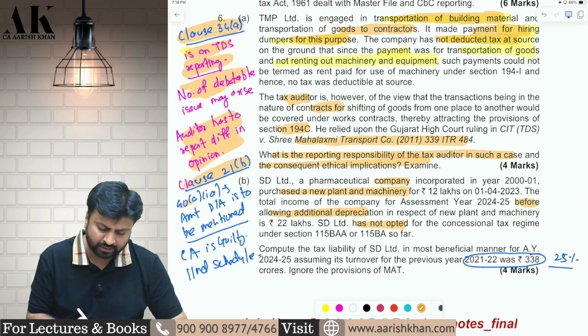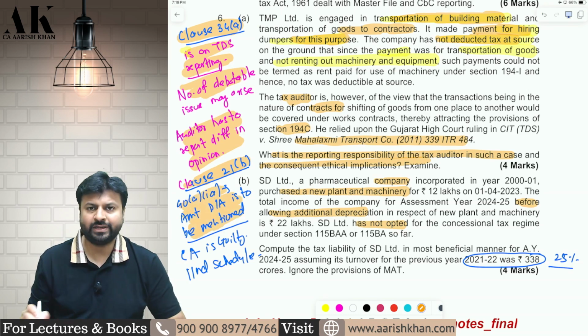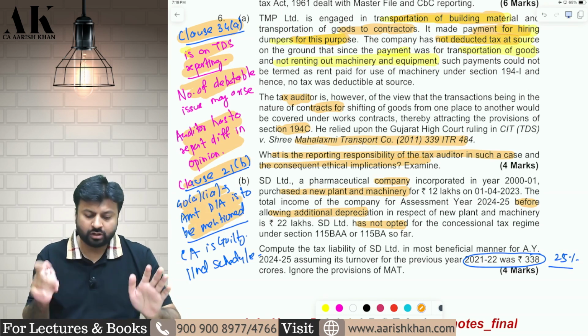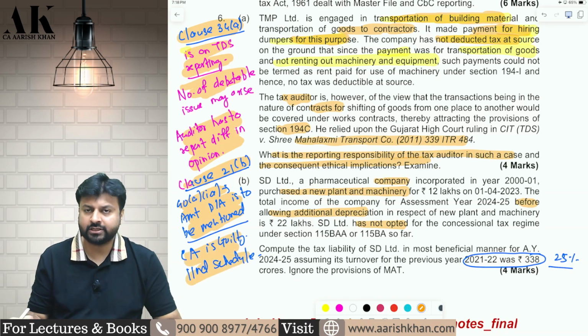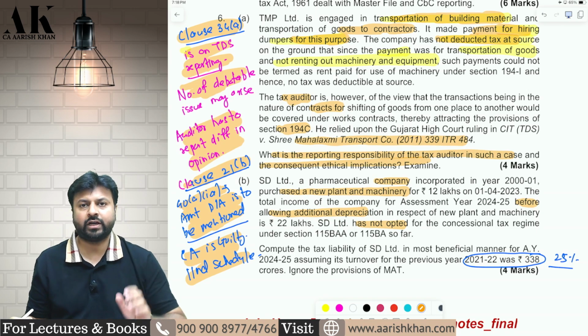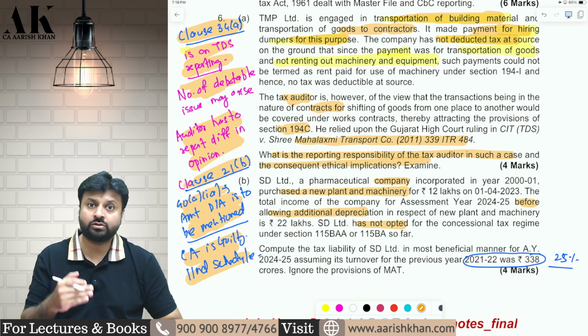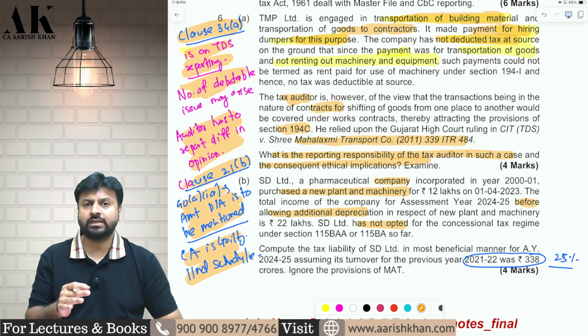If TDS is not deducted, then the expenditure has to be disallowed. You have to mention that. And if the CA does not do both the things, he will be guilty under the Second Schedule of the CA Act 1949. He has to report these two things. If these two things are not reported by him, he will be guilty under the CA Act 1949.